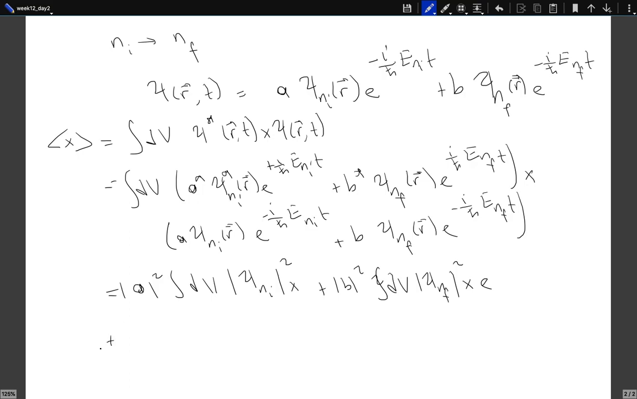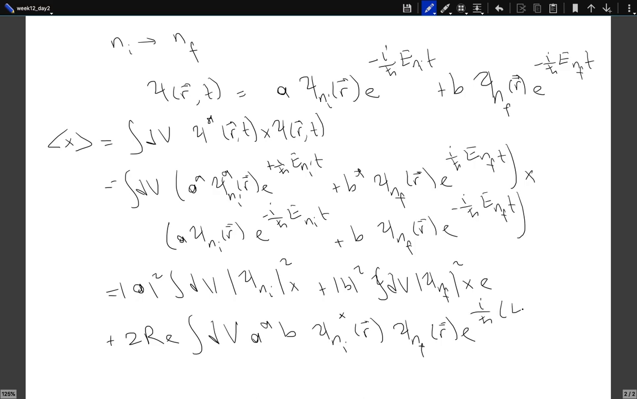But the interesting thing is the cross terms. You see, I will get this term multiplied with this term plus this term multiplied with the other term, and that would just give me twice the real part of A star B psi i star x psi f e to the power i over h bar (E i minus E f) t.